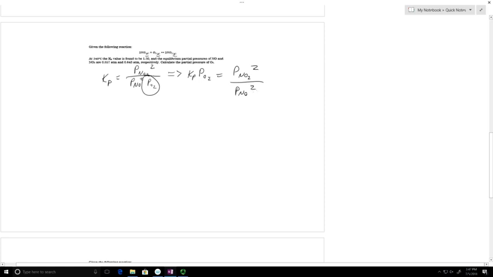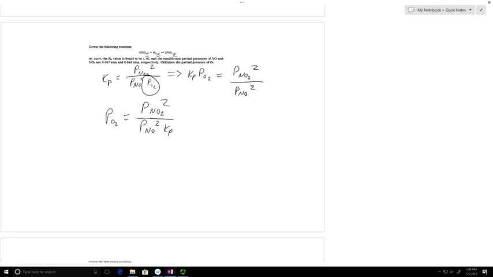Okay? Now we have Kp, we need to isolate PO2, so we're just going to divide both sides by Kp. We end up with the partial of oxygen is equal to the partial of NO2 squared over the partial of NO squared times Kp. And that's algebraically correct, and we've solved it. We just need to plug in the numbers now.